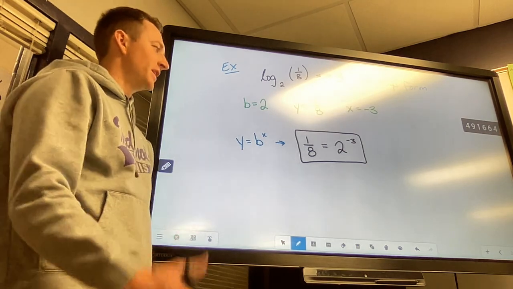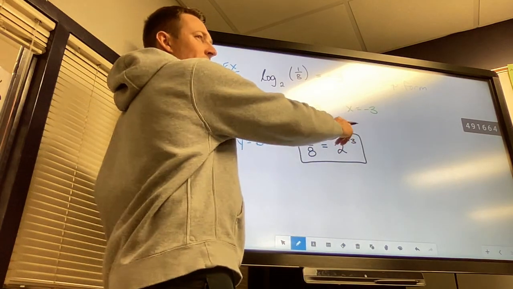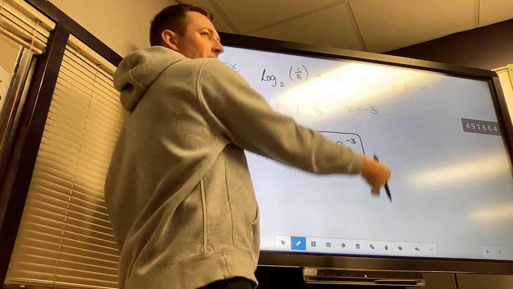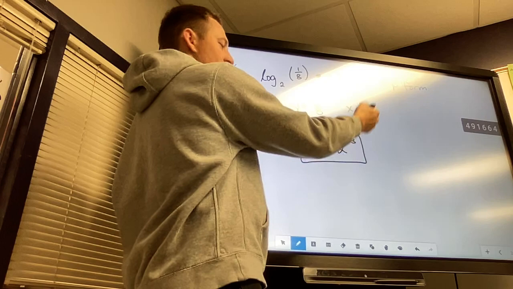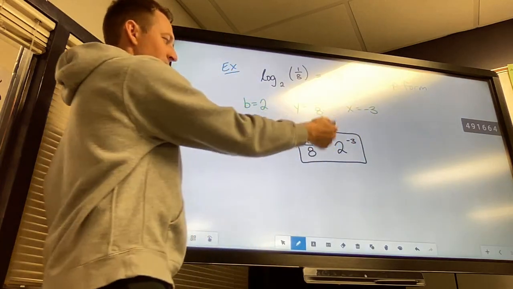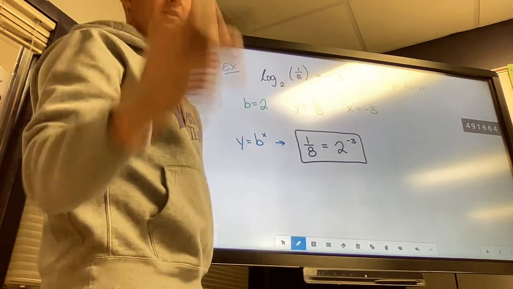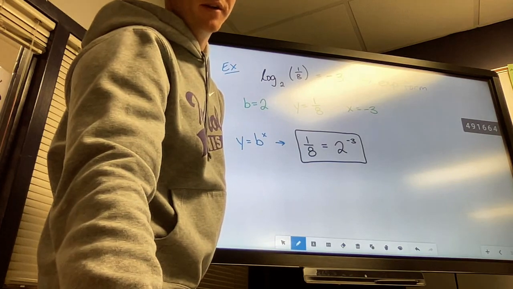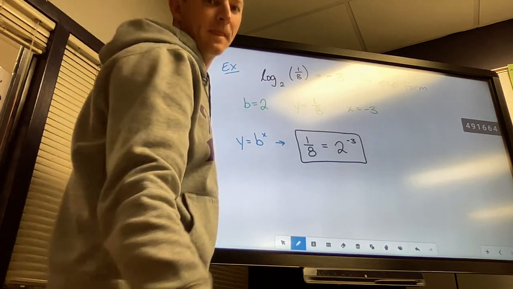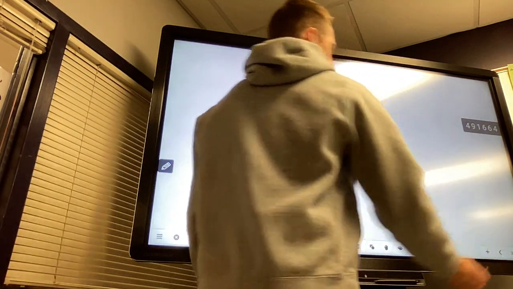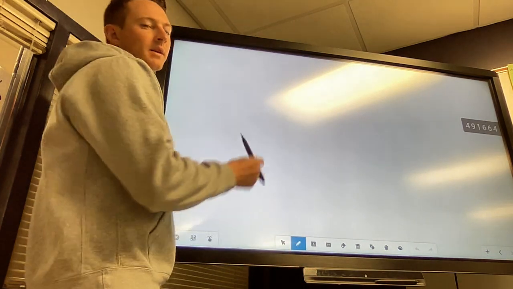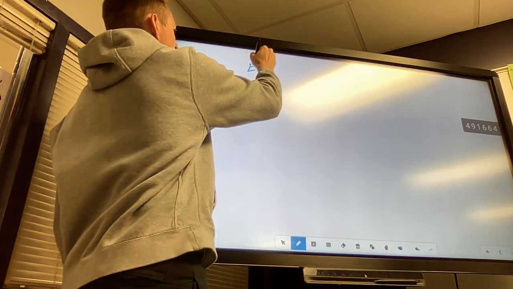Now, if you think about it, it just checks out. When you have a negative exponent, you make a fraction and put this on the bottom. And then 2 times 2 times 2 is 8. So it ends up being 1 over 8. So if you're ever not sure, you can do it in your head or plug it into a calculator and see if it works. We'll do another. We're going to evaluate the log.